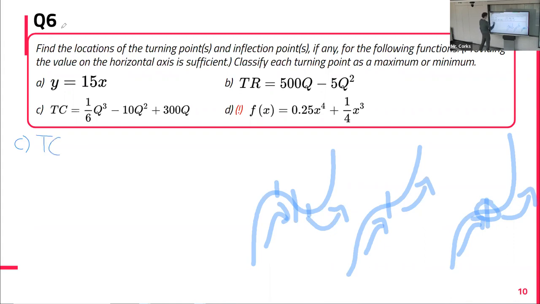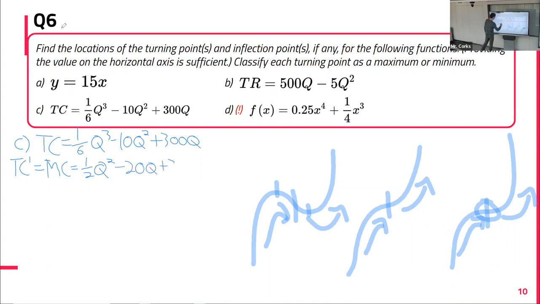All right, so our original function, total cost, is 1/6 q cubed minus 10q squared plus 300q. And our first derivative, marginal cost, is 1/2 q squared minus 20q plus 300. And we set this equal to 0. If we want to try to solve this, what would we do?